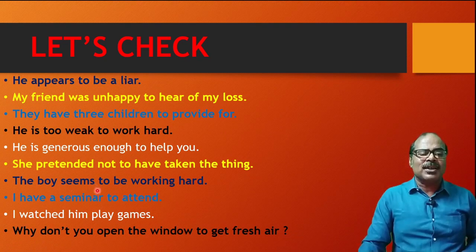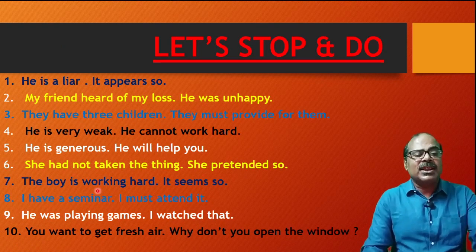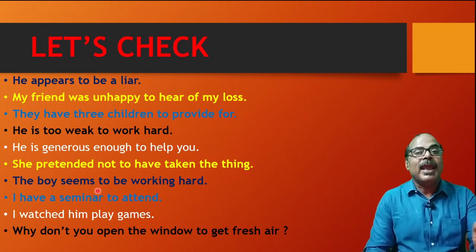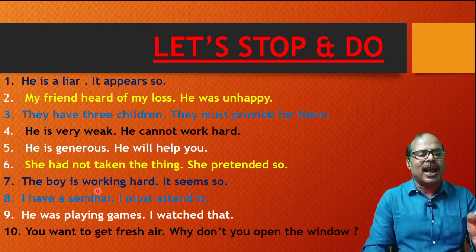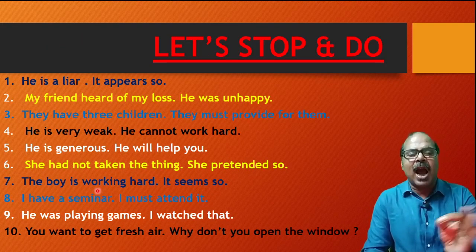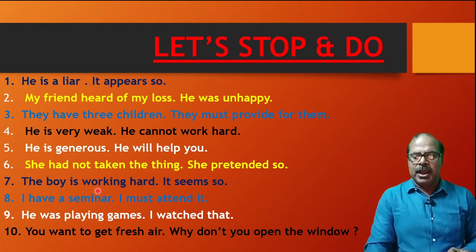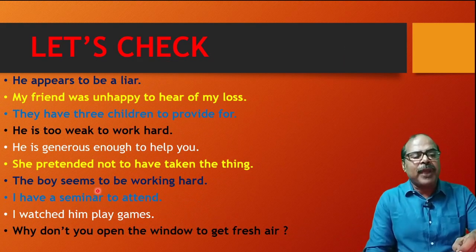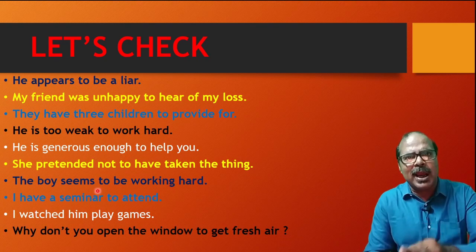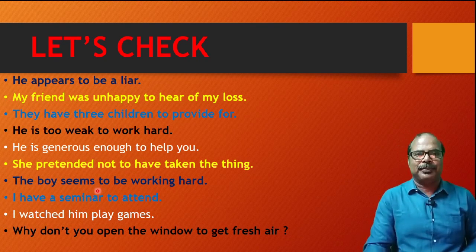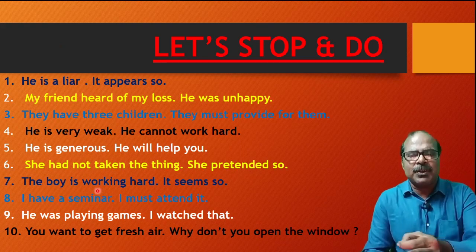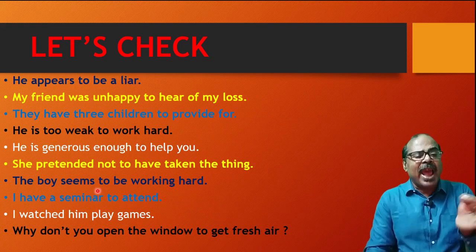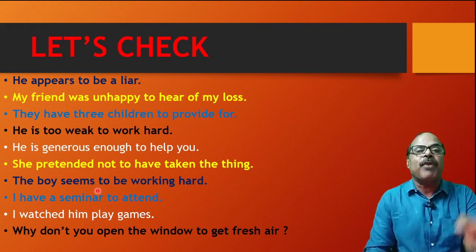First sentence was, he is a liar, it appears so. He appears to be a liar. Second, my friend heard of my loss, he was unhappy. My friend was unhappy to hear of my loss. They have 3 children, they must provide for them. They have 3 children to provide for.